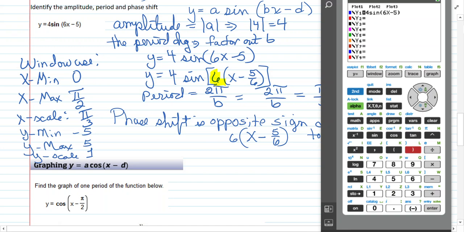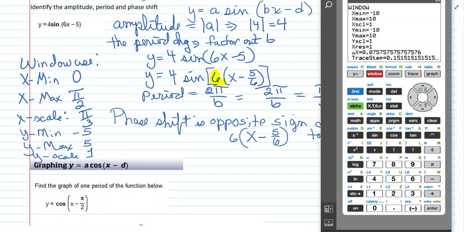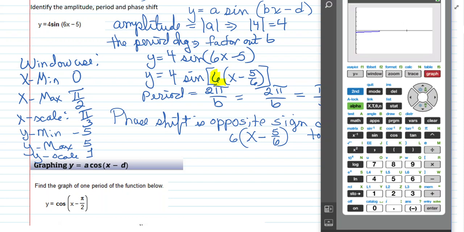Now, this may or may not work because I'm thinking off the cuff, so I'll go to window. I'm going to put 0. Then I'm going to enter pi halves, second pi divided by 2. On my scale, I'm going to do second pi divided by 3. And then I'm going to do a -4. Oh, I said 5. Hold on. A -5 and a +5 and a scale of 1. So I'm going to graph it. And I can't really see it, but I can totally kind of see it.